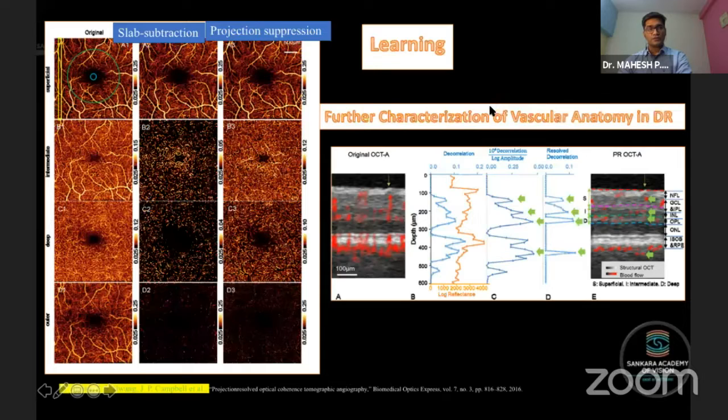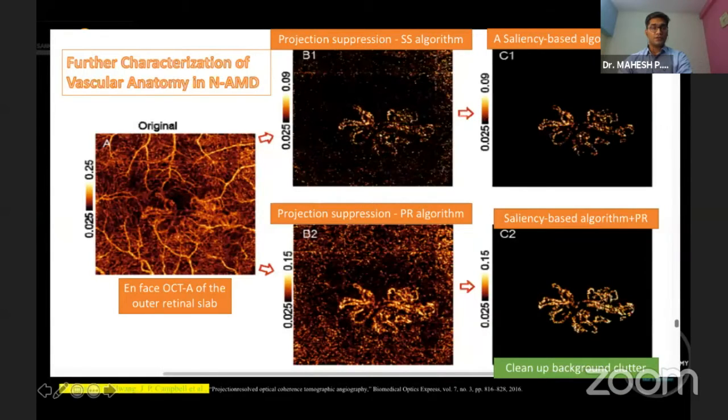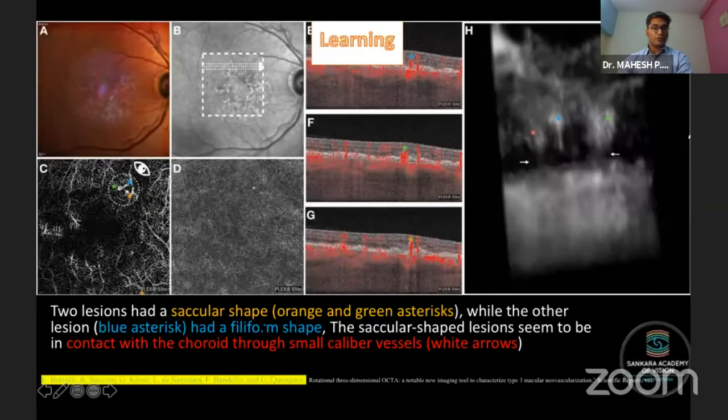OCTA newer algorithms can help, like projection suppression. As we can see, this image is showing us projection of the blood vessels happening into the deeper layer. If that kind of artifact can be suppressed, we can see much better vessels. And the newer one, the 3-dimensional OCTA, which is very important.